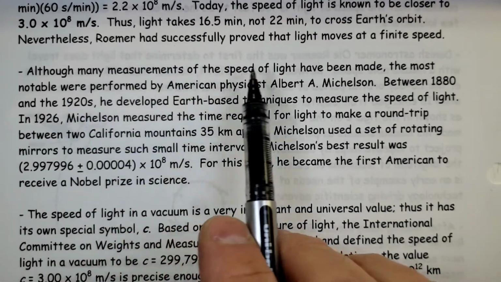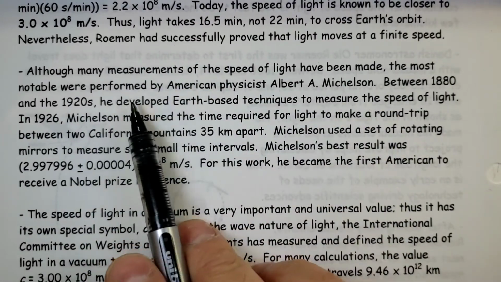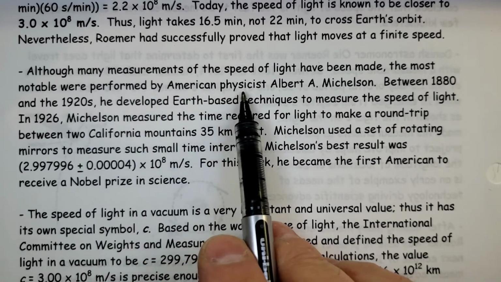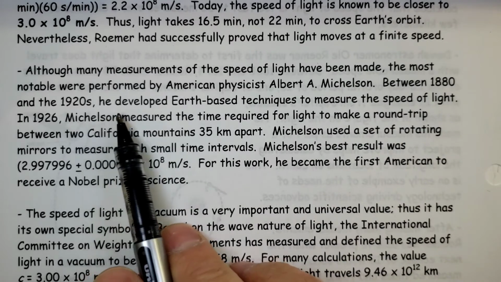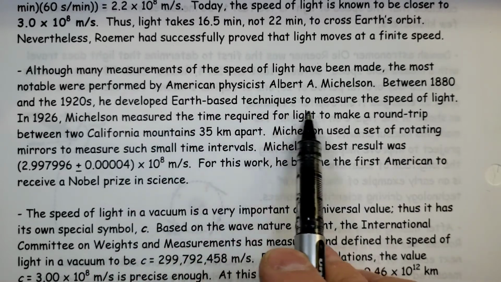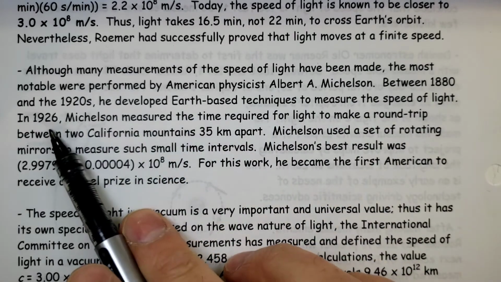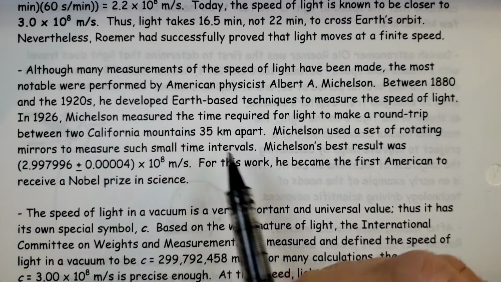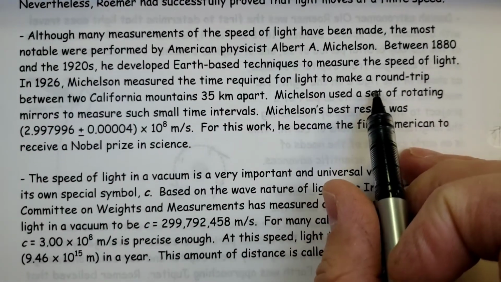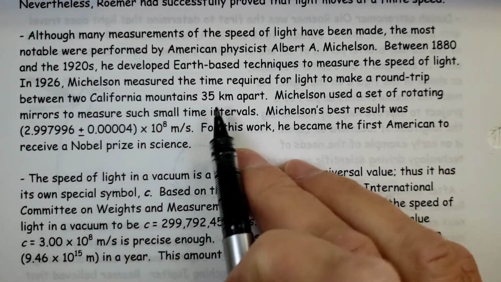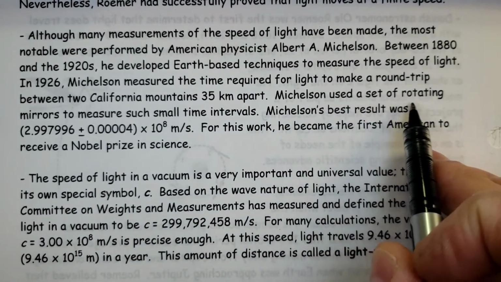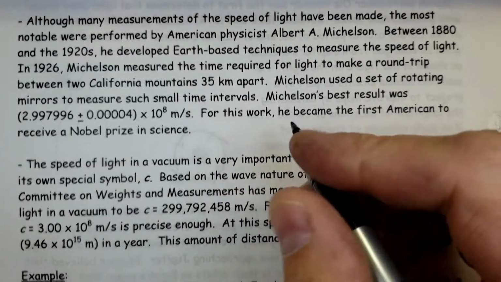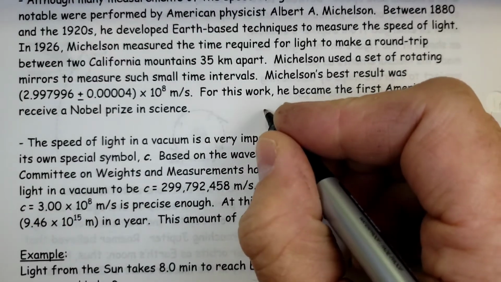Although many measurements of the speed of light have been made, the most notable were performed by American physicist Albert Michelson between 1880 and the 1920s. He developed an Earth-based technique to measure the speed of light. In 1926, Michelson measured the time required for light to make a round trip between two California mountains, 35 kilometers apart. Michelson used a set of rotating mirrors to measure the time intervals. So it looked something like this.